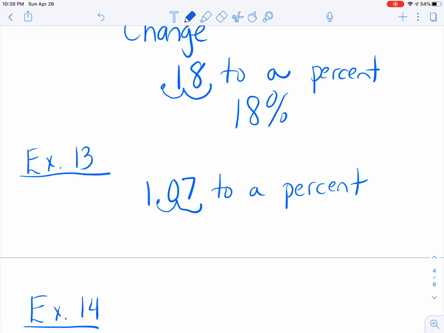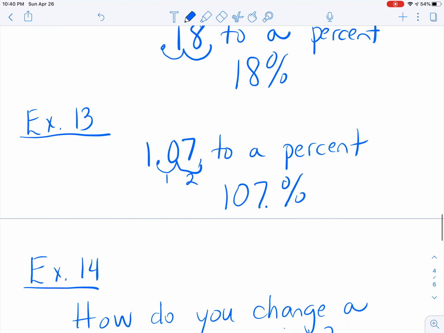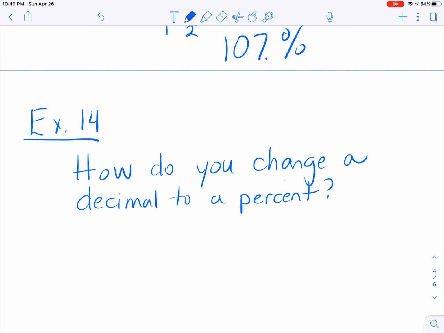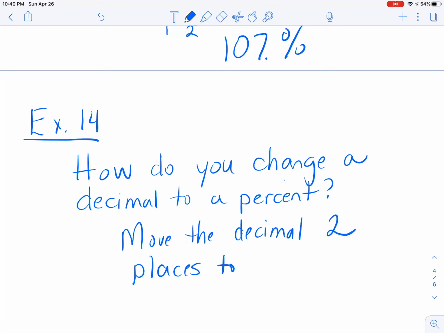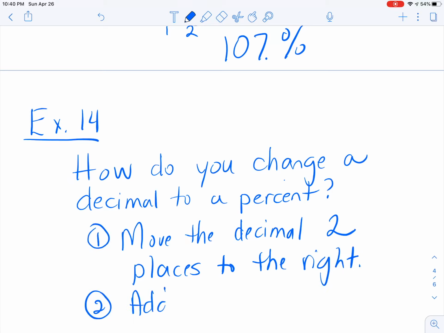1.07 to a percent. 2 places to the right, there's 1, 2, add your percent sign, because now your decimal's right there, and I don't have to write it there because that's just behind it. How do you change a decimal to a percent? You move the decimal 2 places to the right is step 1, and step 2 is add the percent sign.